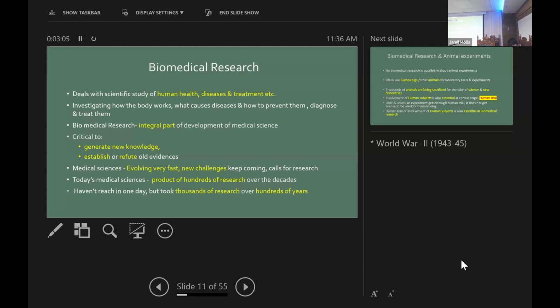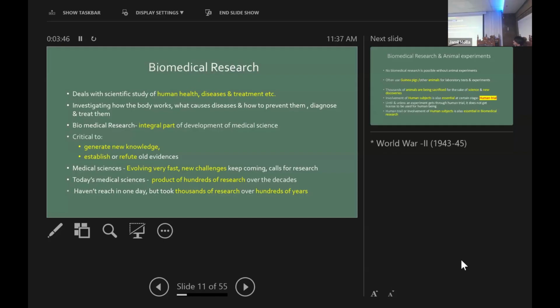So why do we need research? Research is to develop that particular science. If we want medical science to develop, then we need research. The purpose of research, as I have mentioned, is to generate new knowledge, or sometimes to establish or refute previous knowledge. Maybe we have some knowledge, but ultimately it is found that it is not correct. For that also we need to undertake research. So research has many purposes. Research is essential for the development of medical science.